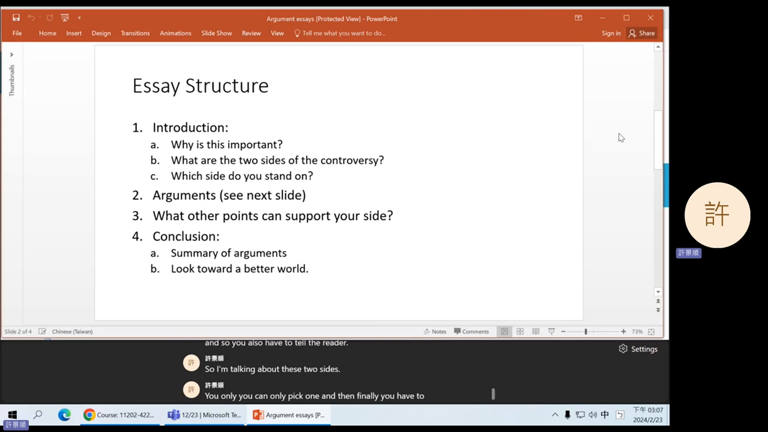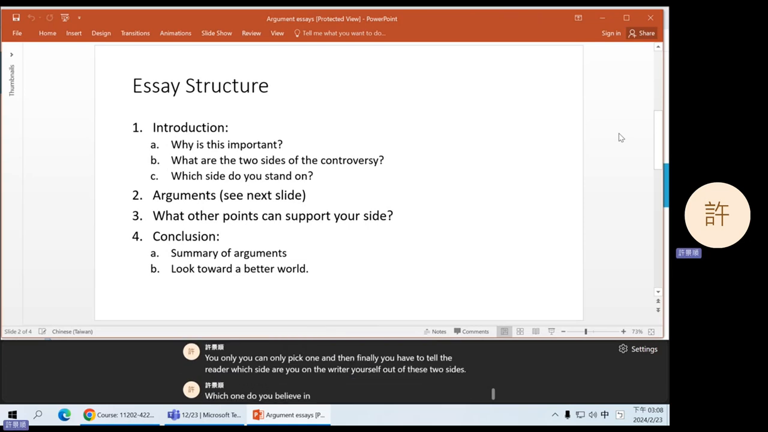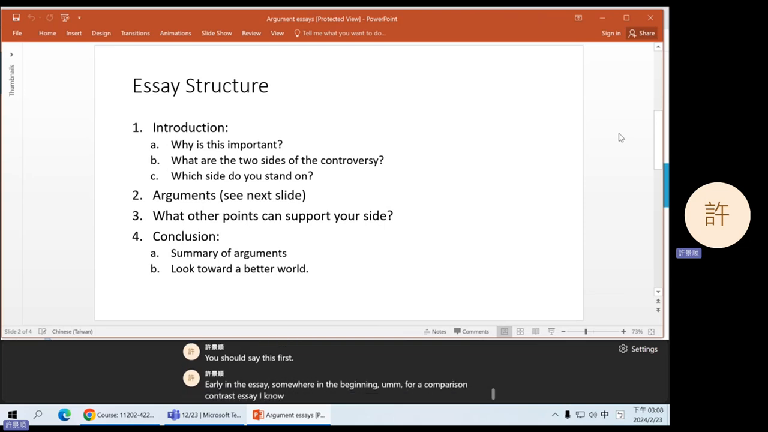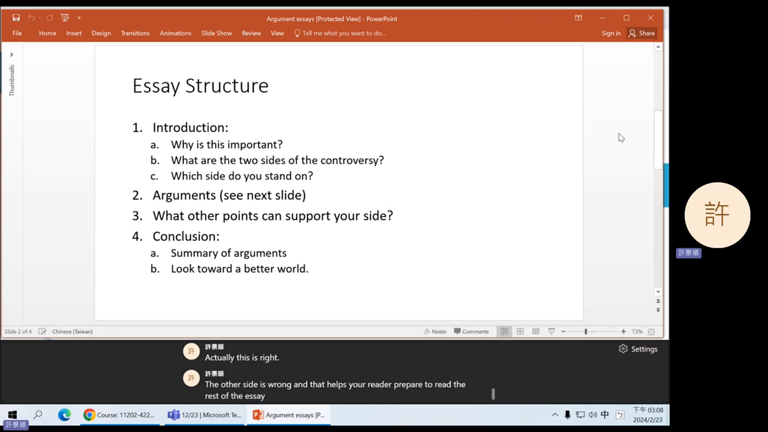And then finally, you have to tell the reader, which side are you on? The writer, yourself. Out of these two sides, which one do you believe in? You should say this first, early in the essay, somewhere in the beginning. For a comparison contrast essay, I know a lot of you like to leave this to the very end, right? Here are some good points. Here are some bad points. I think this, but it's up to you. That's a very kind and friendly comparison contrast essay. But we're writing an aggressive, attacking argument essay. So you have to stand up and tell your reader, actually, this is right. The other side is wrong. And that helps your reader prepare to read the rest of the essay. They don't have to think about, oh, when he says this, is he standing on this side or that side? When she says the next thing, is she standing on this side or that side? It's very confusing. Tell your reader first, and your reader will be very clear about what's going to happen in the rest of the essay.